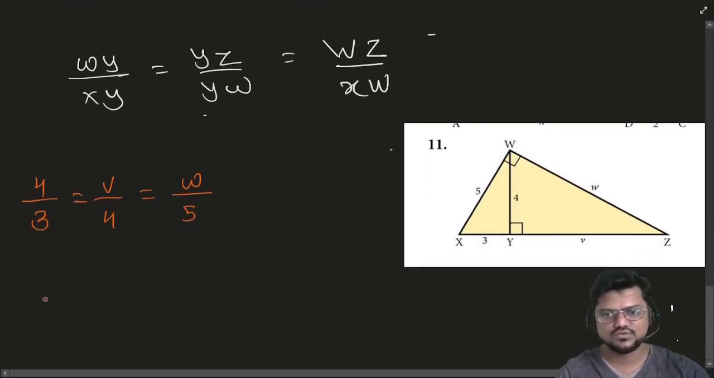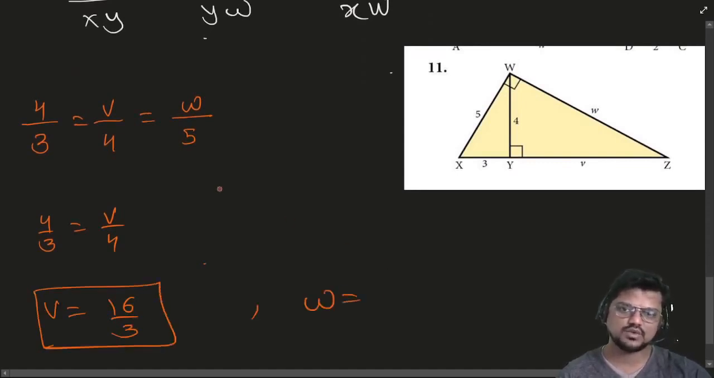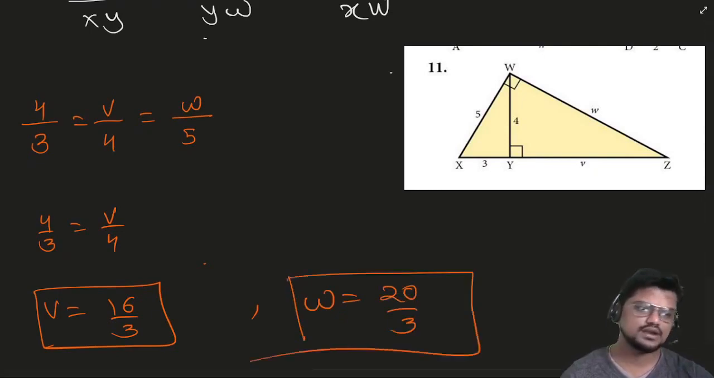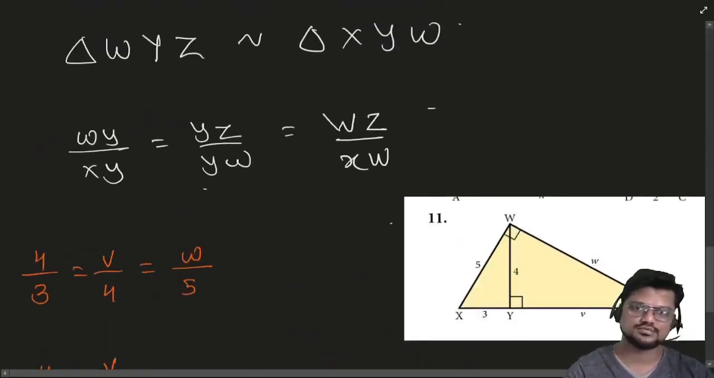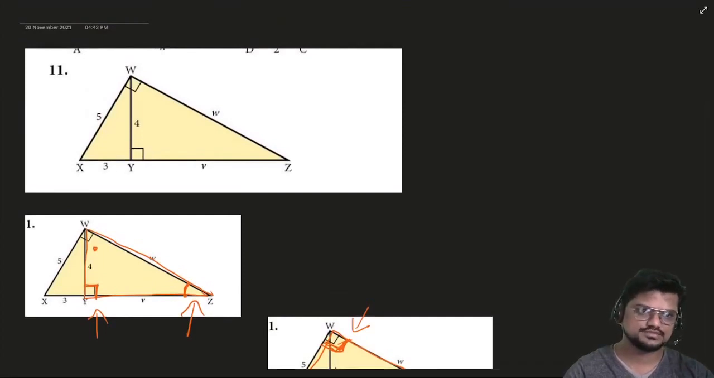So 4 upon 3 is equal to V upon 4. So this 4 goes on that side. V will be equal to 16 upon 3. Similarly, W will be equal to 5 goes on that side, 20 upon 3. Understood? Now the next.